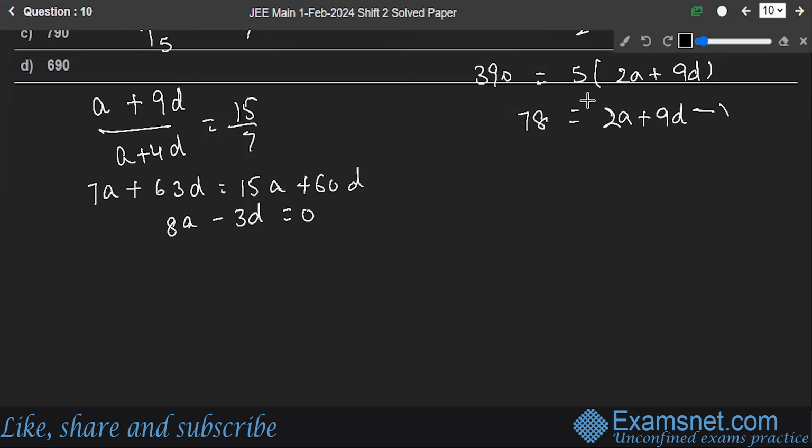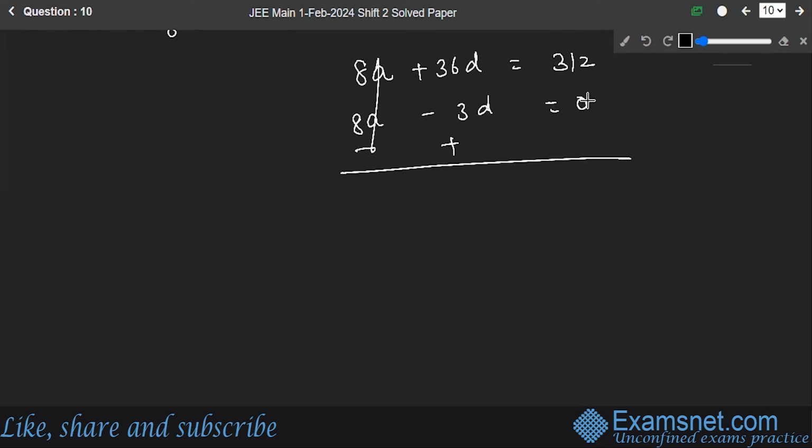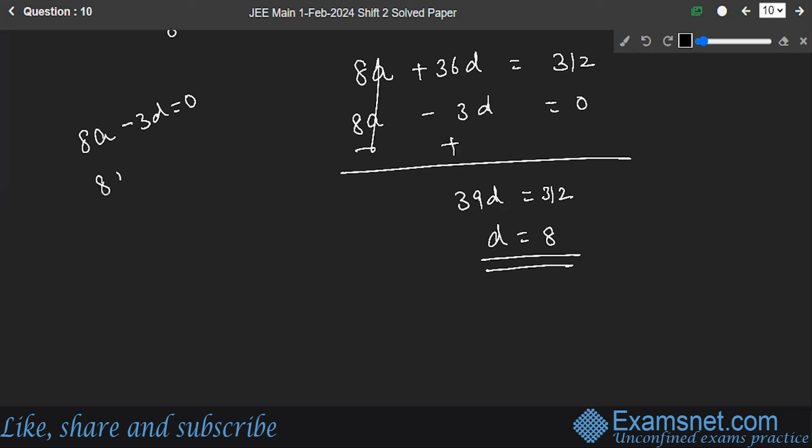Now, first one, let's multiply this with 4. You will have 8a + 36d = 312. Also 8a - 3d = 0. Subtracting, they will cancel, and you have 39d = 312, or d will be equal to 8. If d = 8, already you had 8a - 3d = 0, so 8a - 24 = 0, or a will be equal to 3. So I will get the value of a = 3 now.